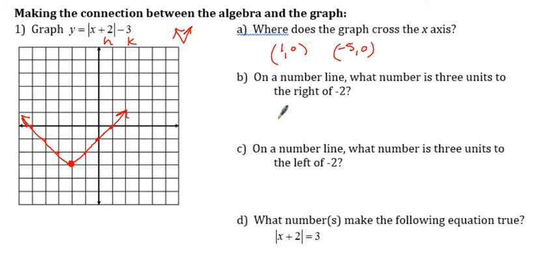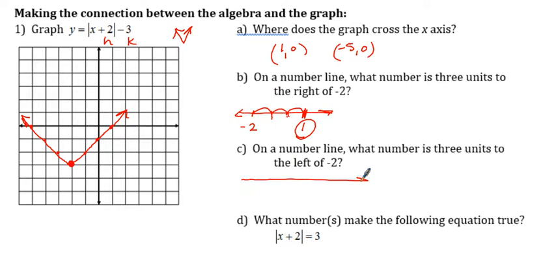On a number line, what number is 3 units to the right of -2? Let's plot a -2 here and go 1, 2, 3 units to the right of -2. This is -1, this is 0, this is 1. So 1 is 3 units to the right of -2.